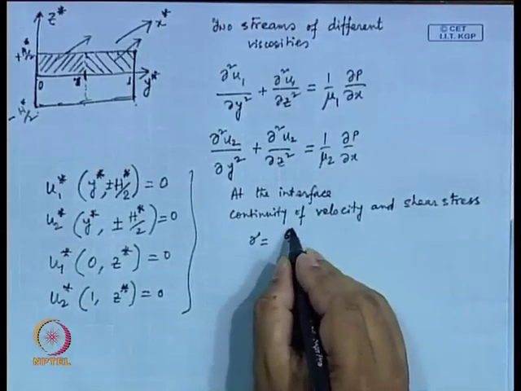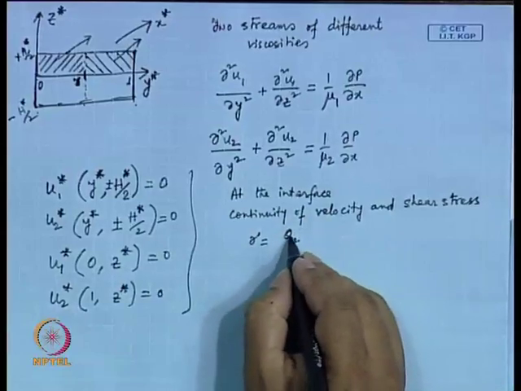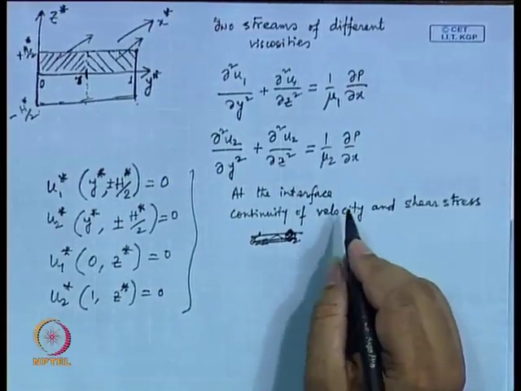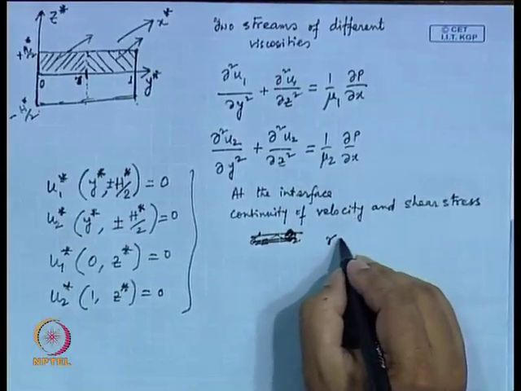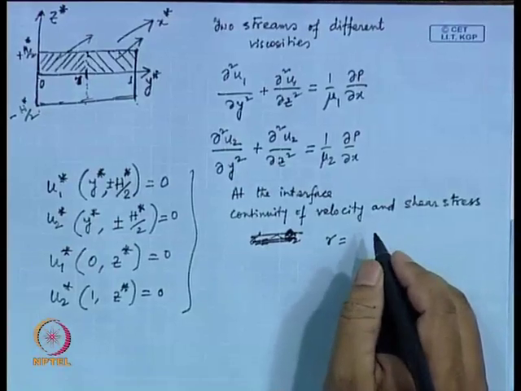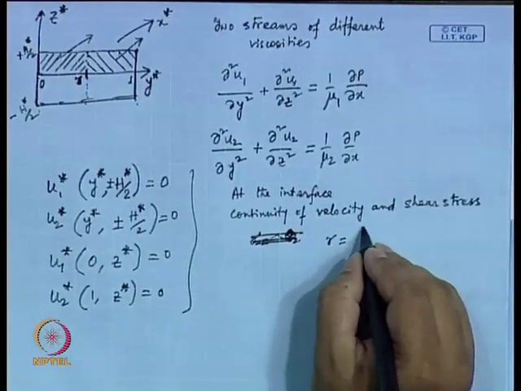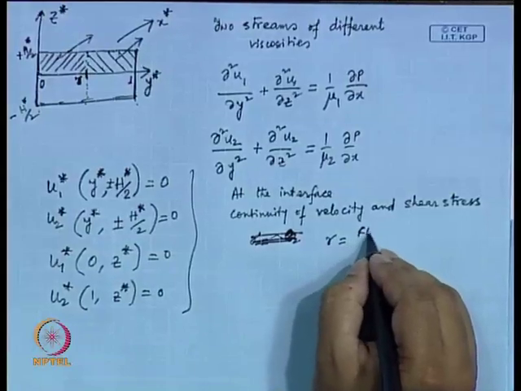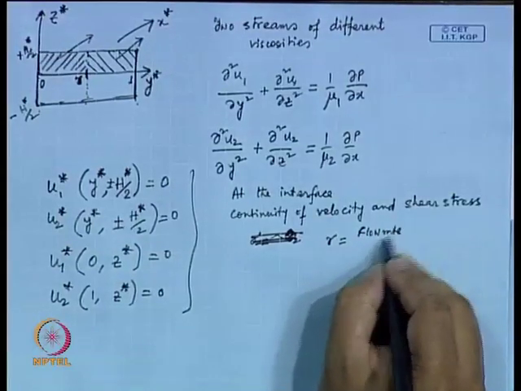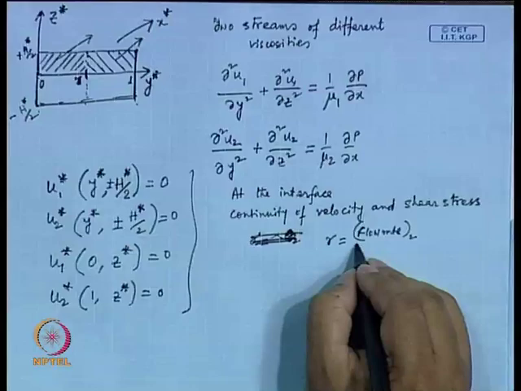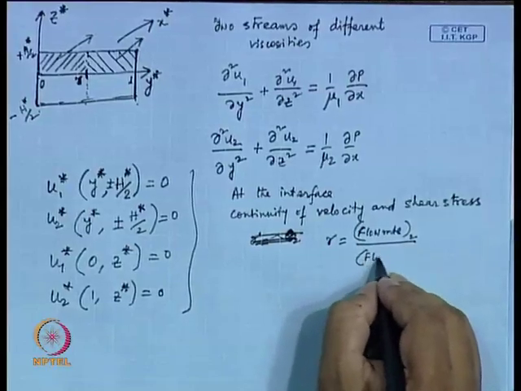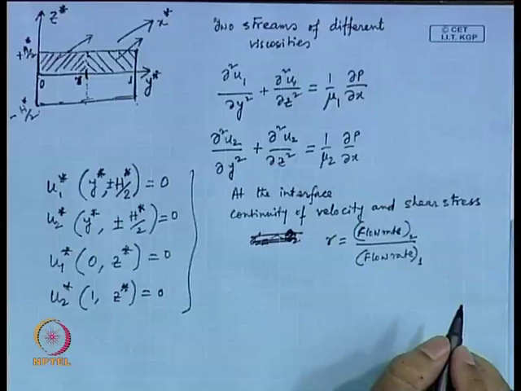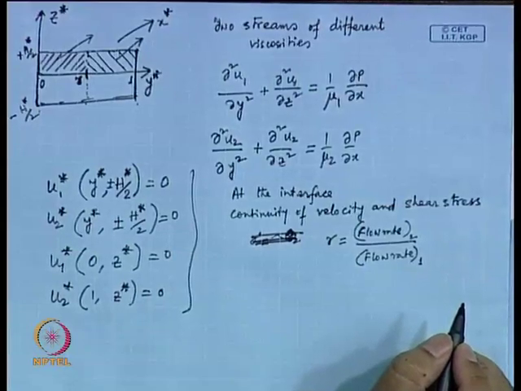q 2 star divided by q 1 star. Gamma would be equal to flow rate 2 divided by flow rate 1, that will define the position gamma.